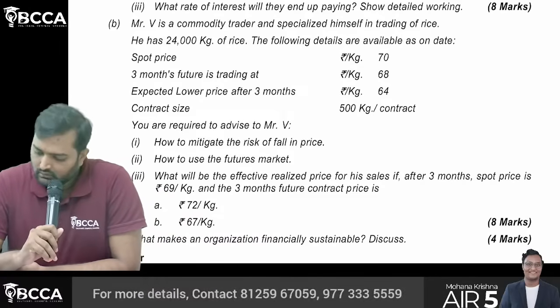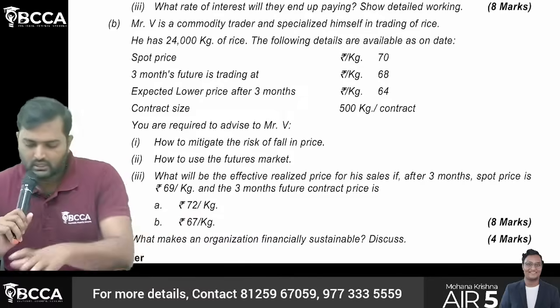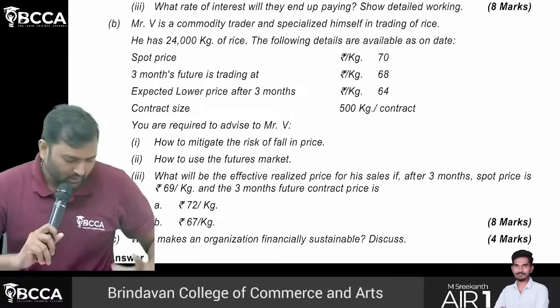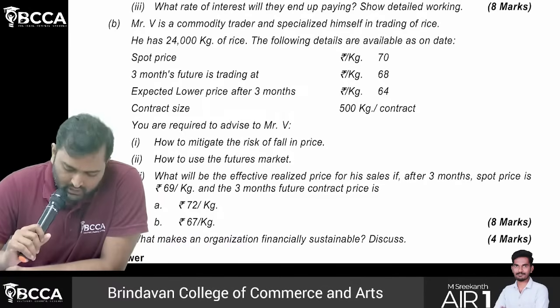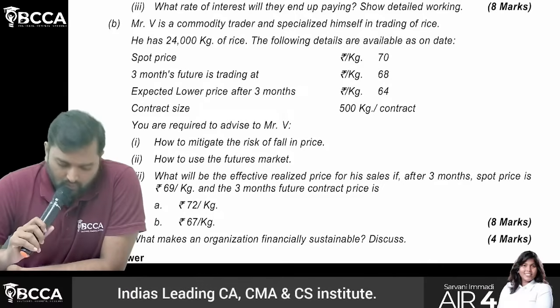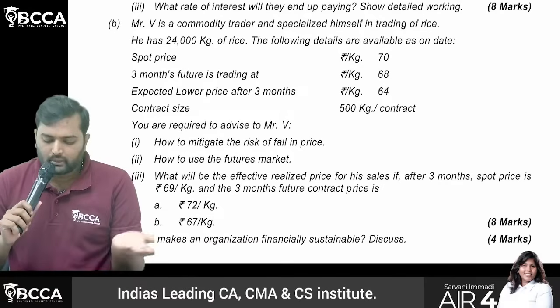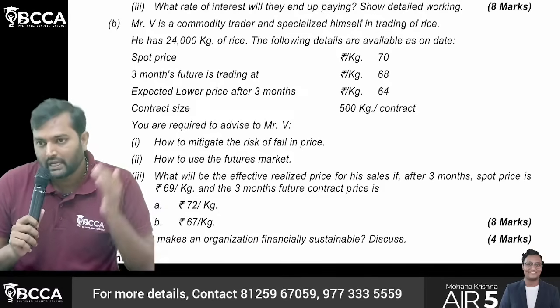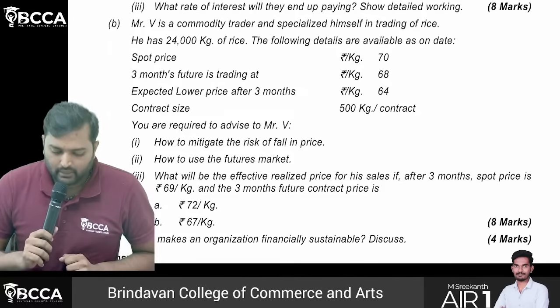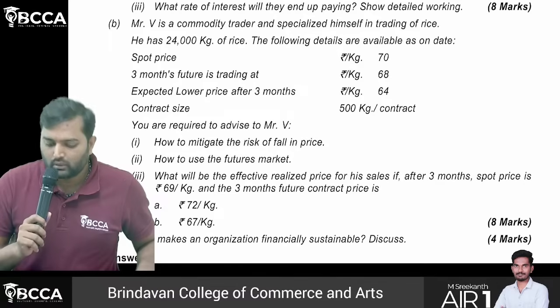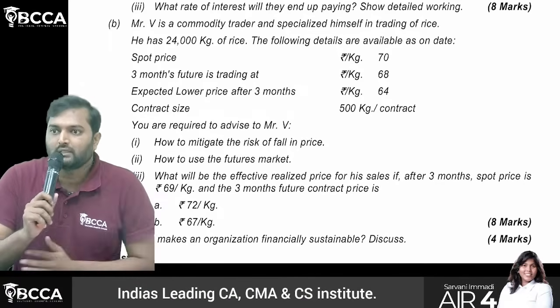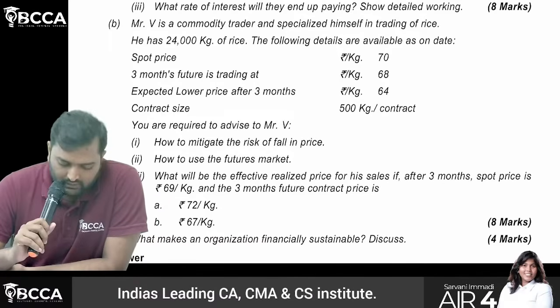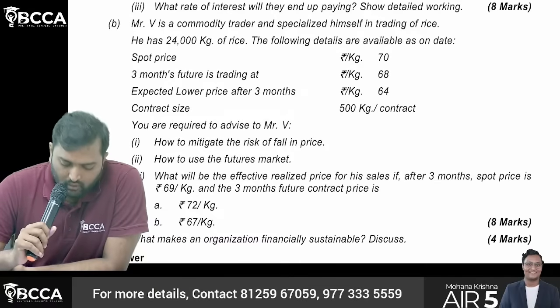Spot price, what is the spot price? 70. 3 months futures price 68. Expected lower price after 3 months. He already has the rice. He is expecting that the price will go as low as 64 within the next 3 months. Contract size 500 kg per contract.